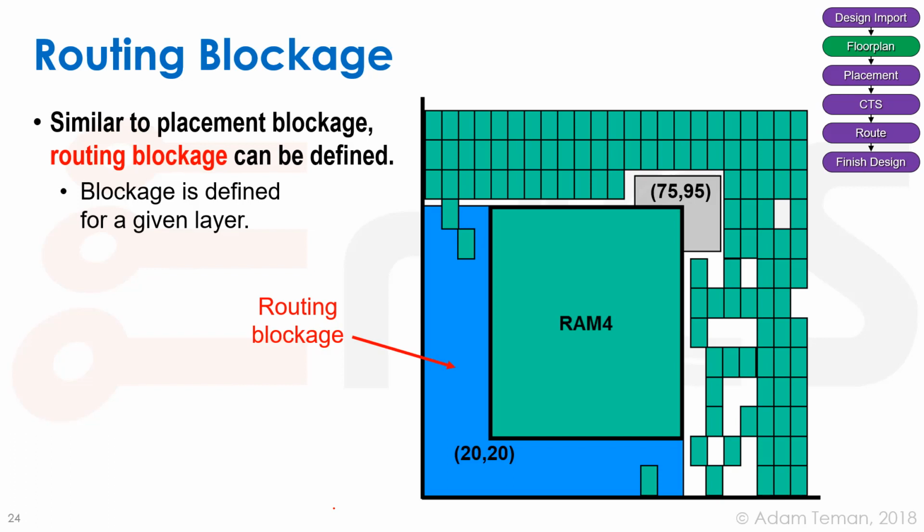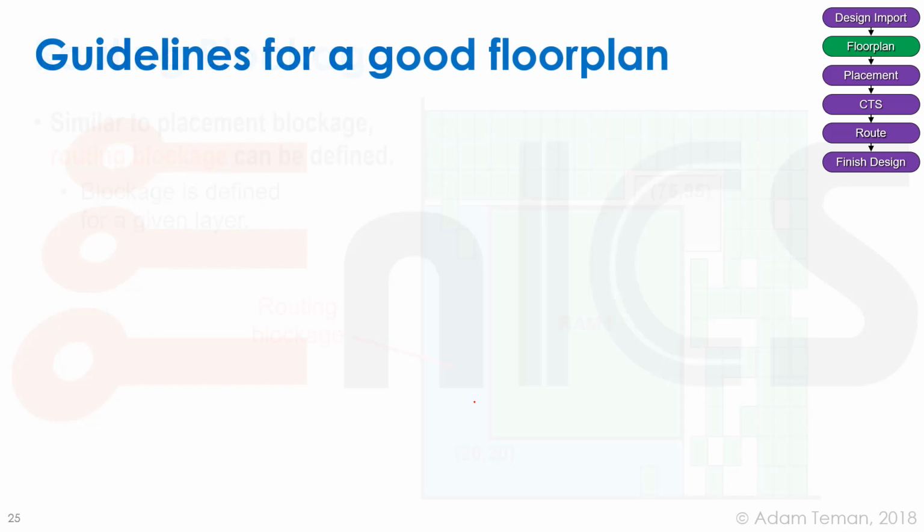We also have routing blockages. They may be less commonly used, but for example here we decided that we don't want anything routed in this area, so we can put routing blockage over here. Usually we do that per layer, so it might be that in a certain layer we don't want any routing to be implemented, but that's a less commonly used type of a blockage.